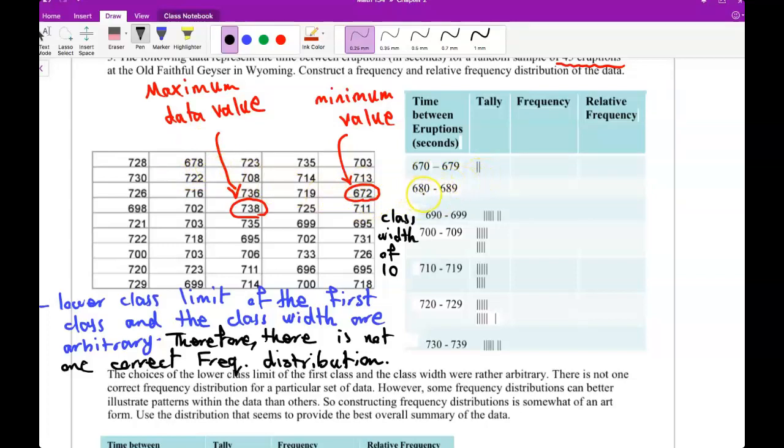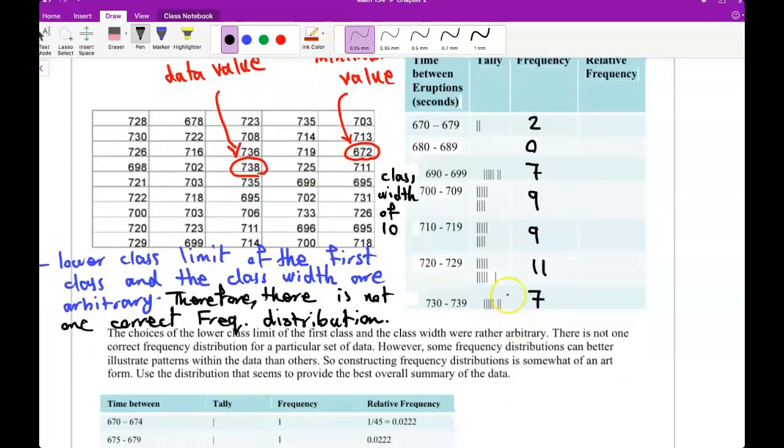And between 680 and 689, we have nothing in this table. Between 690 and 699, we have 7 numbers. Okay, I'm writing these here for frequency, so it's 2, 0 based on these tallies. In this column, I'm counting how many I have, and writing the answer for that part. So this is 9, 11, 7. And the sum of frequency is equal to 45. So this is the sum.